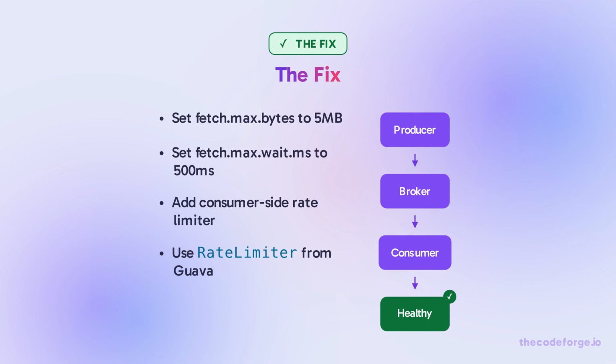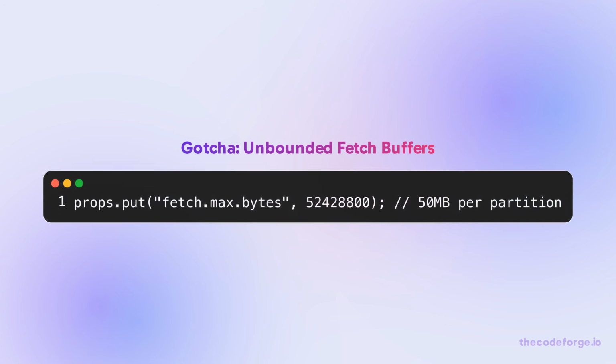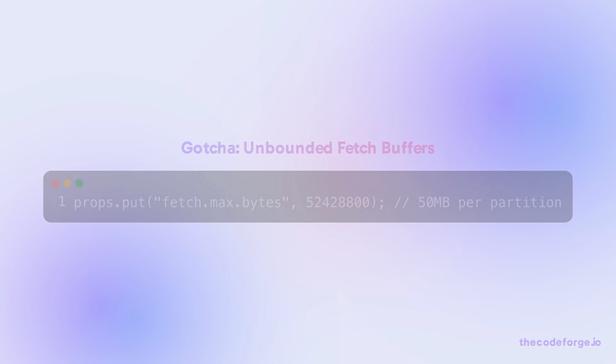The fix was to bound memory per partition. Set fetch.max.bytes to 5 MB, fetch.max.wait.ms to 500 ms, and added a consumer-side rate limiter using Guava's rate limiter. This prevented buffer buildup and eliminated OOMs. Setting fetch.max.bytes too high per partition can cause the broker to buffer huge amounts of data, leading to OOM. Always bound memory per partition, not per broker.